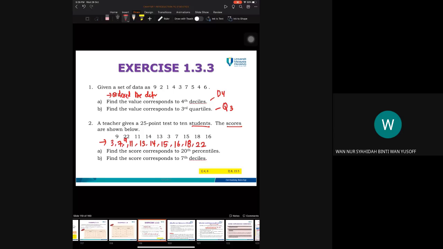Okay, so this is the education area, education. So what we can discuss here. Find the score corresponding to the 20th percentile. So we need P20. Based on this answer, you can do it on your own. It is equal to 8. So 8 is somewhere here, which means your P20 is somewhere here.